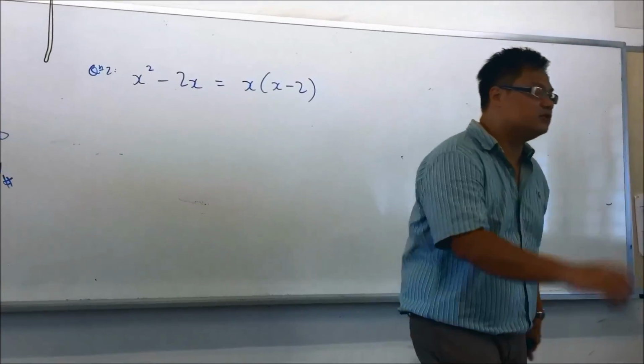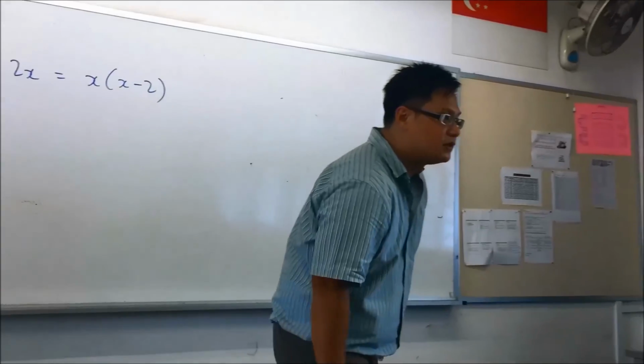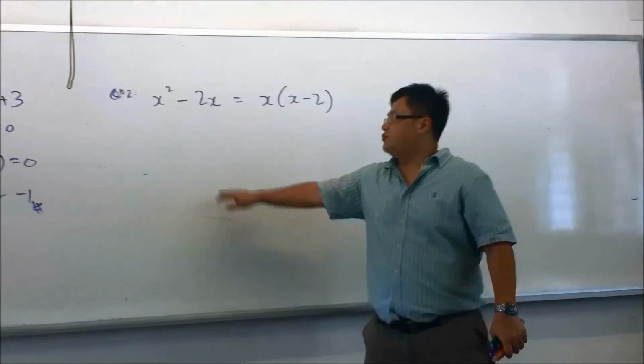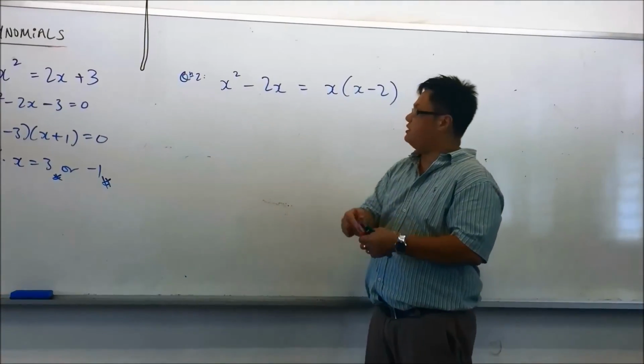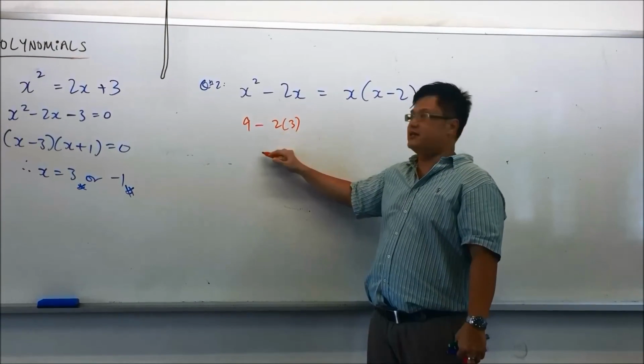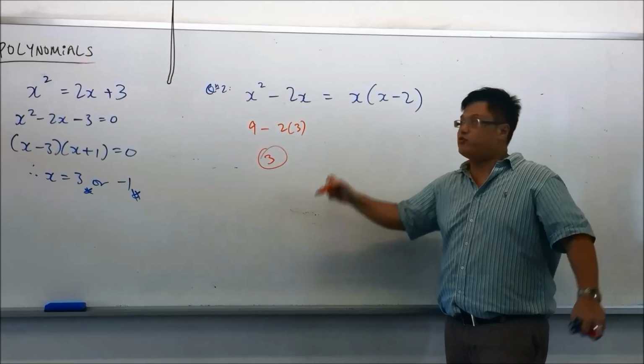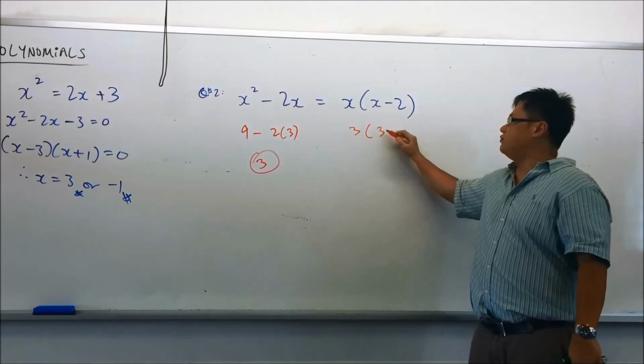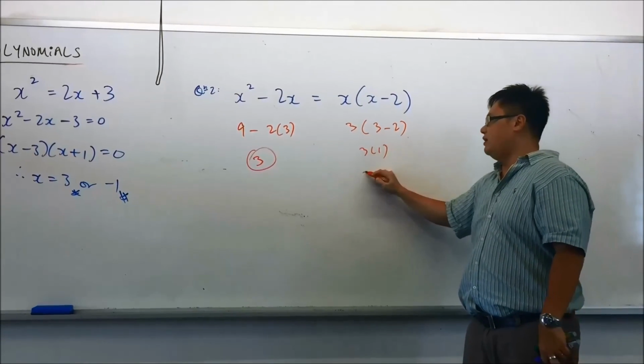Think of another number, Casey. Any number except the number 2. Quick. 3. 3 squared is 9. 9 minus 2 times 3. 9 minus 6 is 3. Am I right? Let's try here. This is the number 3. 3 minus 2. 3 times 1 is also 3.